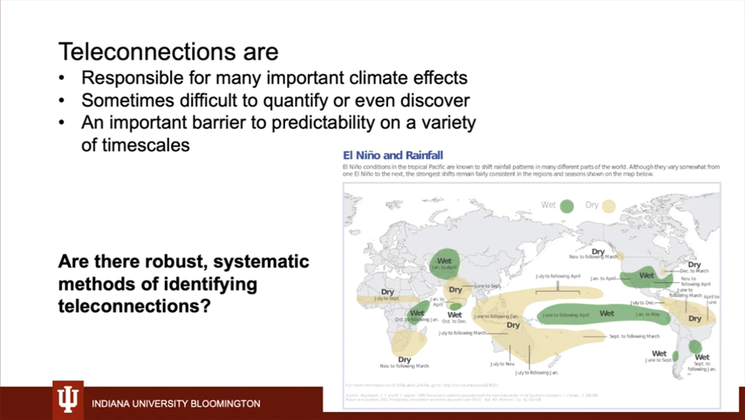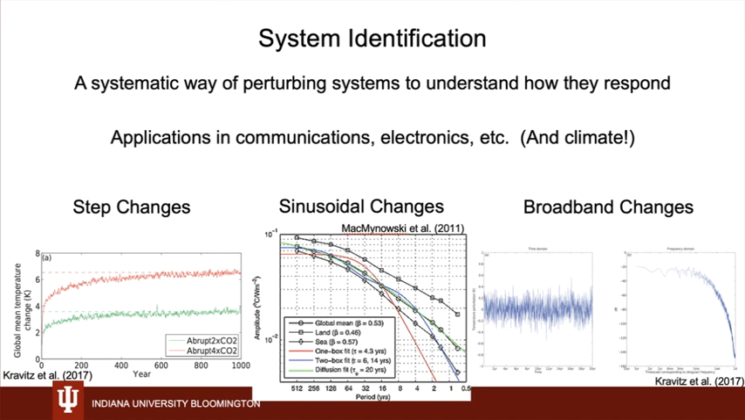There are many others. So what we wanted to figure out is, are there robust systematic ways of identifying teleconnections so that we can sort of come up with maps like these all at once? Is there a way that we can figure out how to do that? So we're using system identification, which is a fancy term for saying a systematic way of perturbing systems to understand how they respond. This is not a new technique.